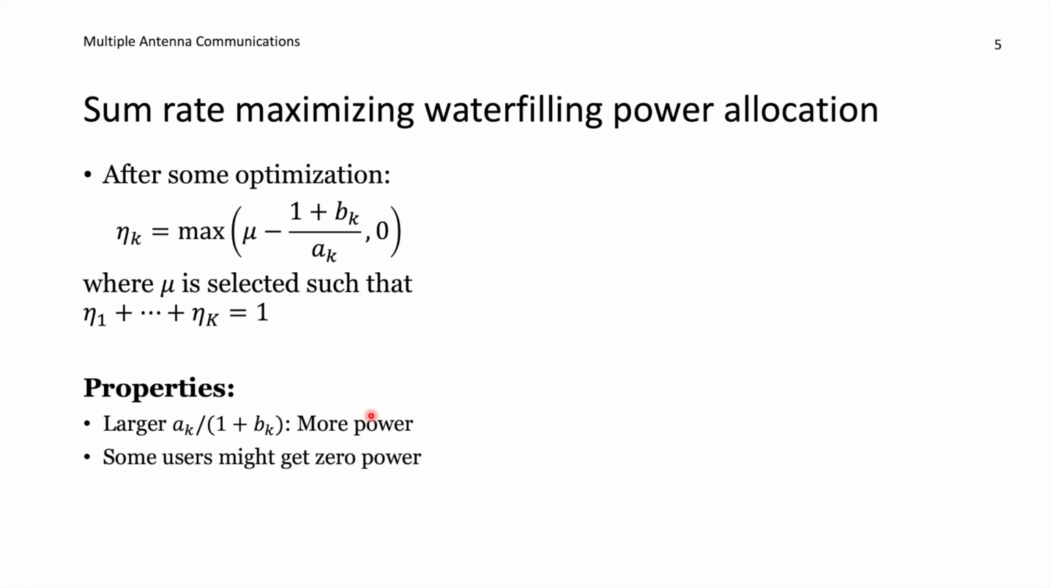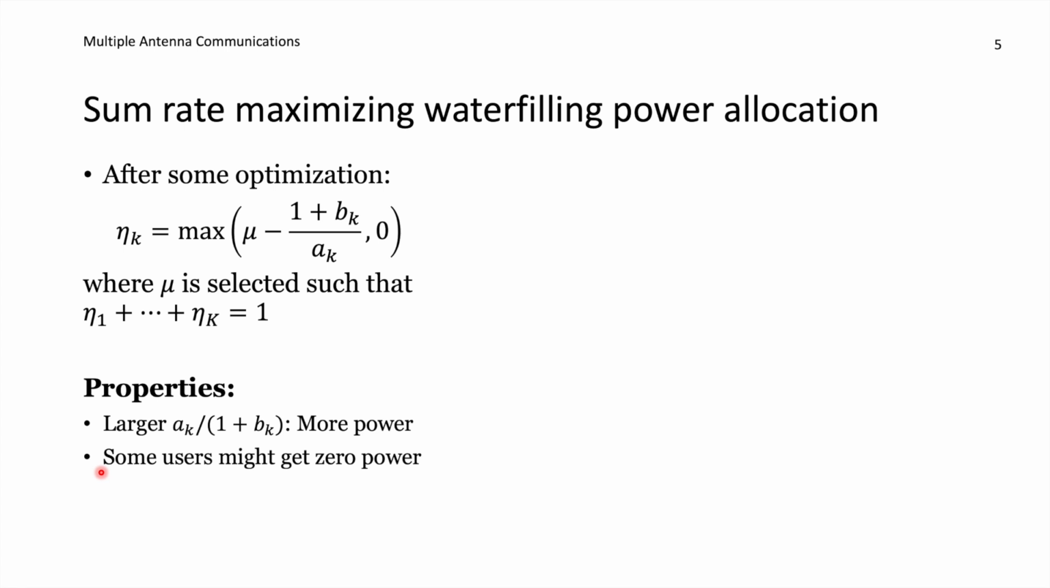A user that has a good channel, we should take the opportunity to transfer with more power to this user so that we can utilize the good channel and transfer more data. Remember that we are not trying to maximize some kind of fairness, but to transfer as much data as possible. This also means that if some users have a very small AK divided by 1 plus BK, then this term will be very large. We will subtract a large number, and for the optimal mu this might be negative, and therefore we will allocate 0 power to this particular user.